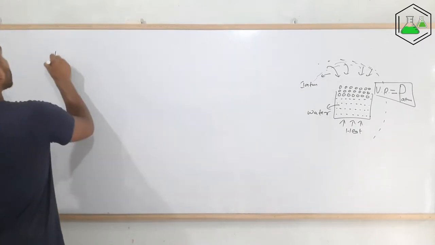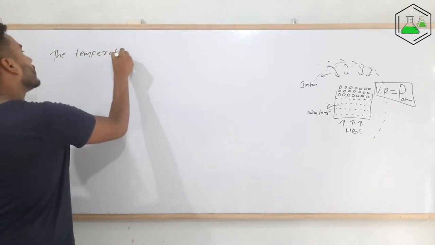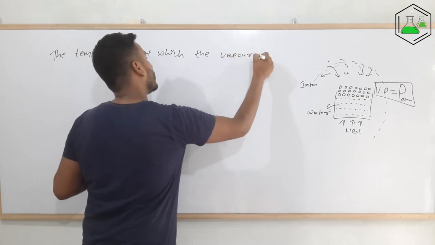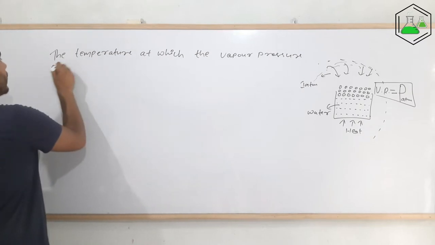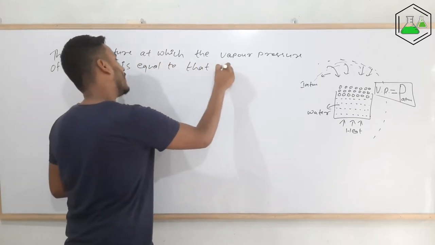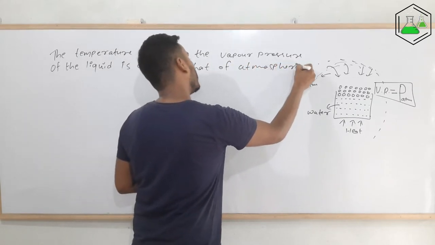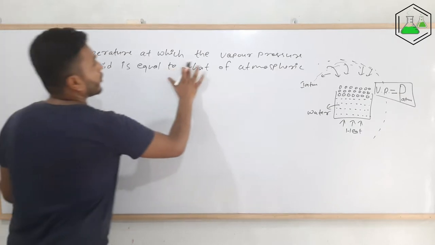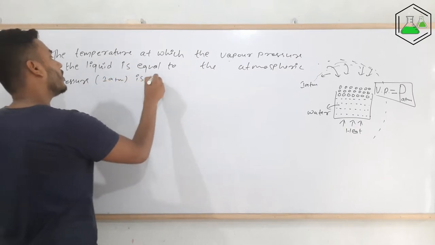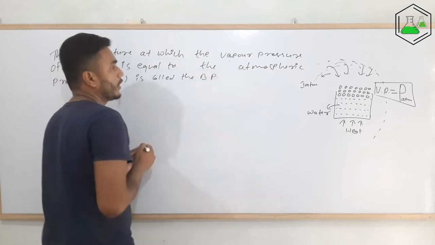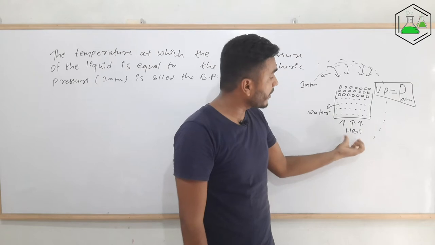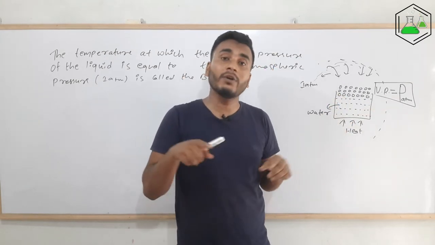Okay, let me write the definition of it. The temperature at which the vapor pressure of the liquid is equal to that of atmospheric pressure, that is 1 atm, is called the boiling point. So what is boiling point? Now if somebody asks you, you need to be able to give the answer. The boiling point is the temperature at which the vapor pressure of the liquid becomes equal to the atmospheric pressure, then only the liquid will start to boil.